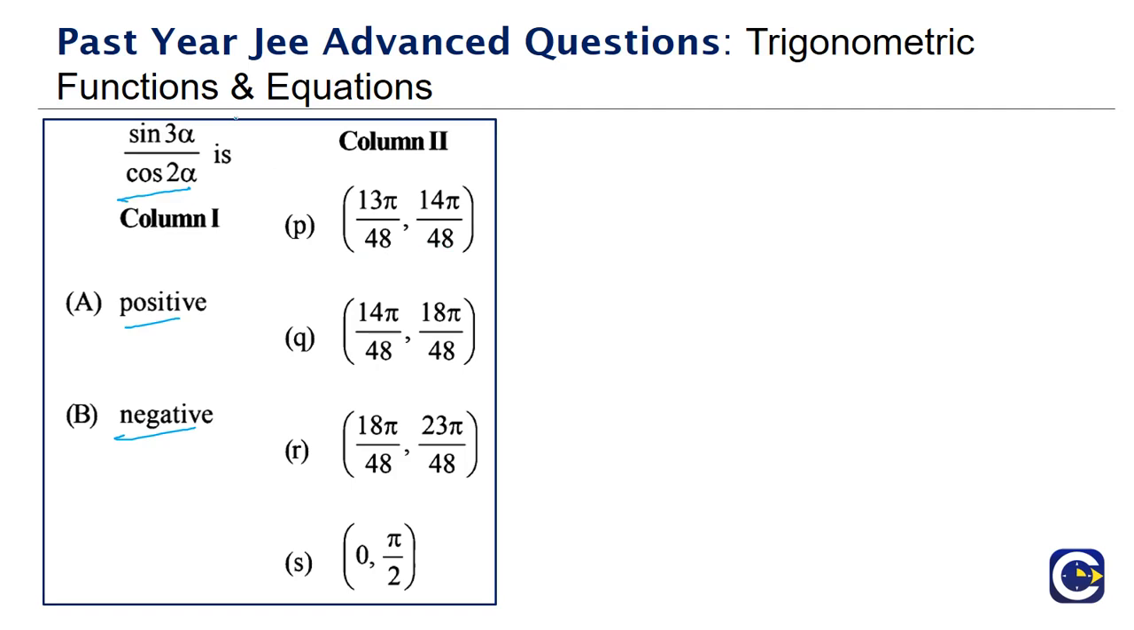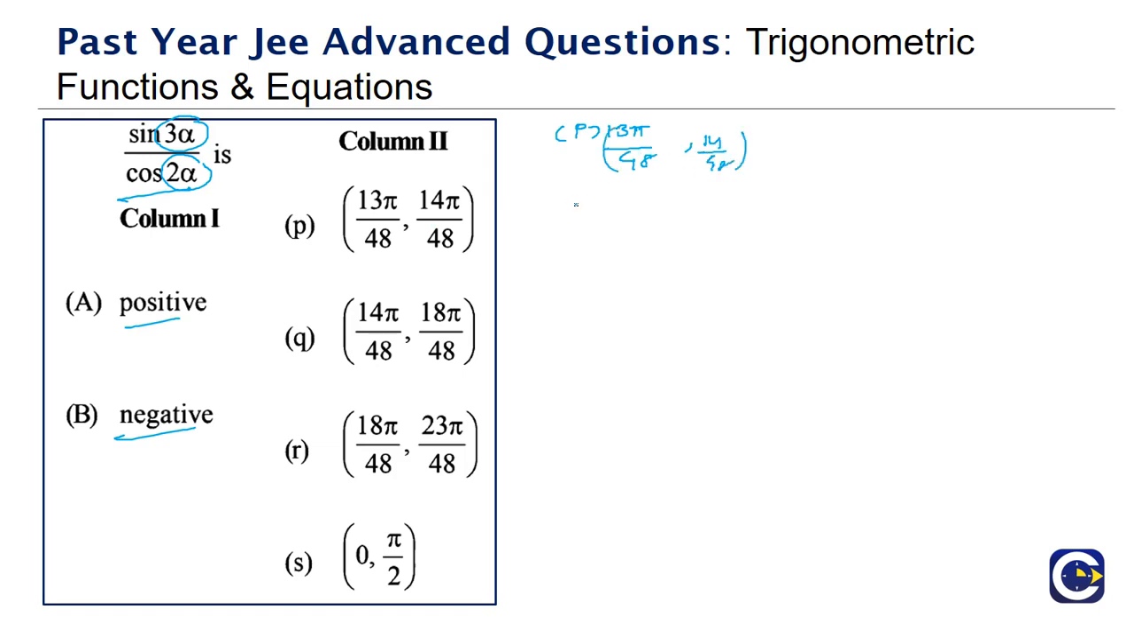For that, we should find the range of alpha. If alpha is positive, then we find 3 alpha, then find the quadrant, and from that we can tell whether it is positive or negative in a certain interval. So first, let us take option P. Option P is 13 pi by 48 and 14 pi by 48.